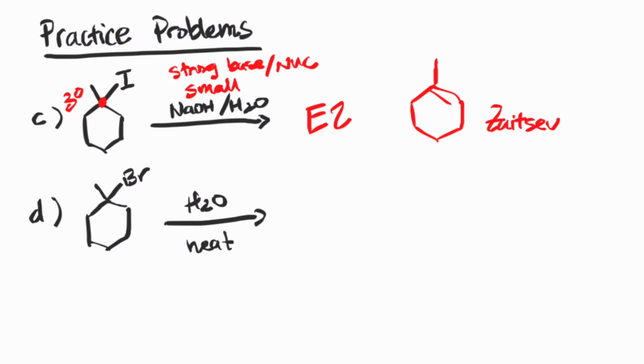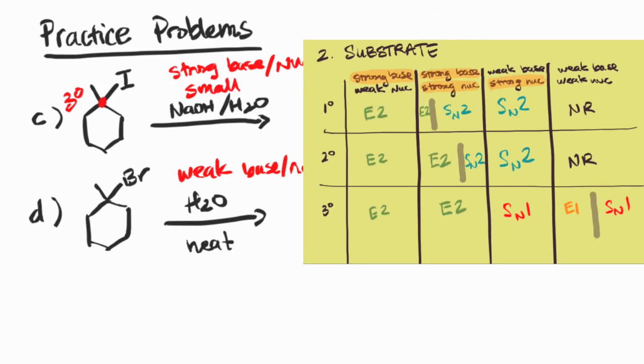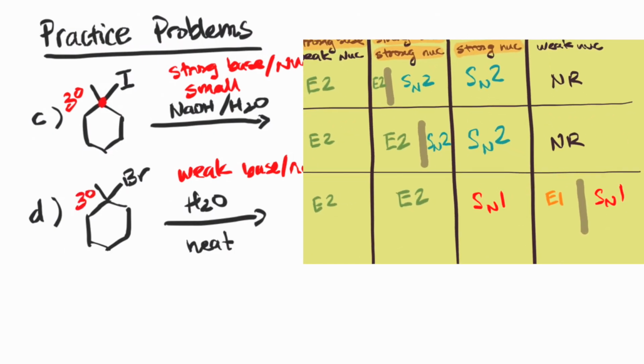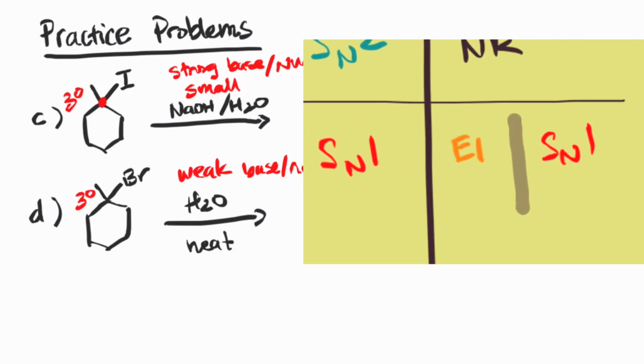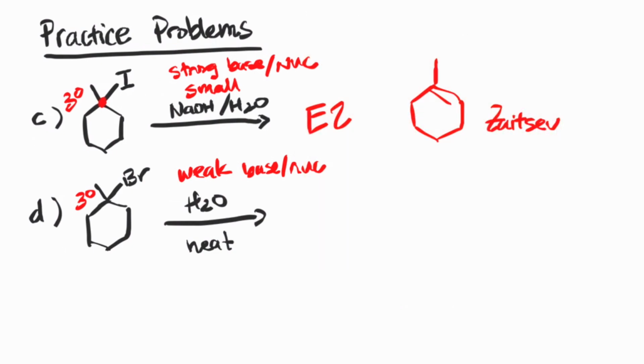All right, what about in case of practice problem D here? We have water again, which is a weak base and a weak nucleophile, so it's not going to do much. But you do have a tertiary alkyl halide, so you will have a reaction. It might be an E1 or an SN1, right? Let's check to see if it's an E1 mechanism. What kind of substituted alkene will you have?